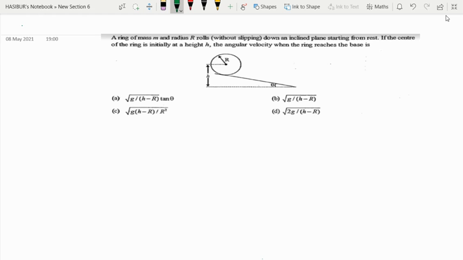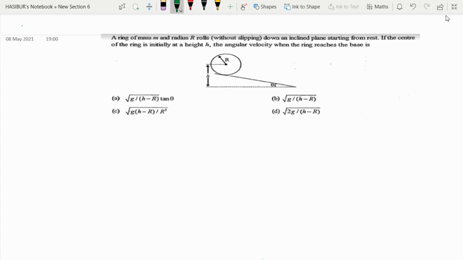Now in the question there is a term without slipping. It means during the motion of this ring there is no friction involved, and there are two types of motion involved. One is the translation motion and another is the rotational motion.